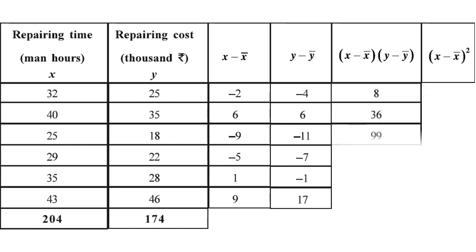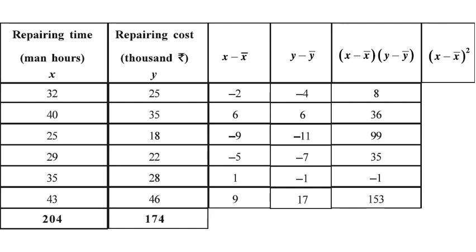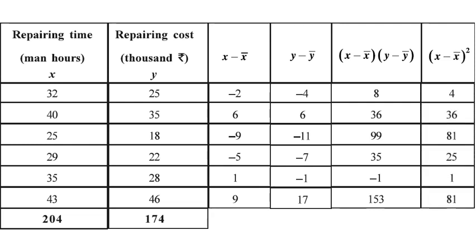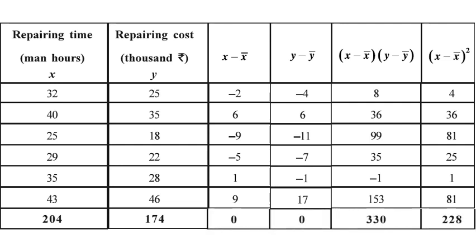Now we will multiply the x minus x bar and y minus y bar columns. Be attentive to the positive and negative signs, because if you make a mistake in those signs, you will get a wrong answer. Once you are done with x minus x bar into y minus y bar, make a square of the x minus x bar column, and that way you will get the final column of values. Now make a total, and that way you get the two values which you require: the sum of x minus x bar into y minus y bar, and the sum of x minus x bar square.